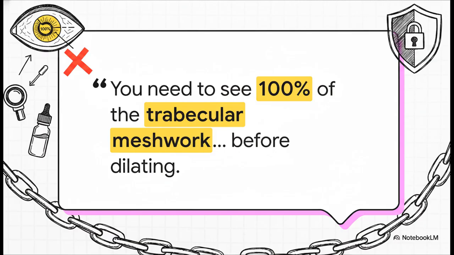To really cement this into your everyday clinical practice, let's look at this incredibly direct, uncompromising quote straight from Dr. Boysen's text. "With gonioscopy, you need to see 100% of the trabecular meshwork in all four quadrants, i.e. a 2+ angle, before dilating." Guys, this is not a suggestion. It is an unbreakable clinical law, and it's designed specifically to protect your patient from severe harm.